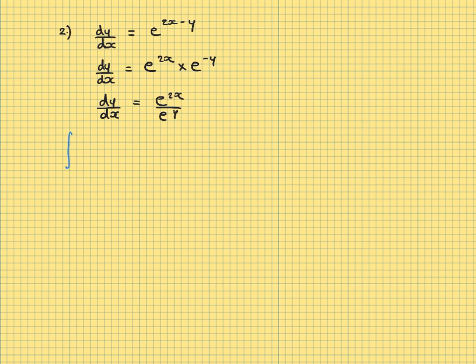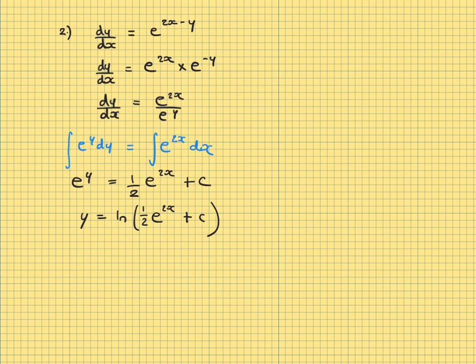So we end up with the integral of e to the y dy equals the integral of e to the 2x dx. The left-hand side simply integrates with respect to y to give us e to the y. The right-hand side simplifies to give me a half e to the 2x plus a constant, like so, and then we can take natural logs of both sides, which gives me y equals ln of (a half e to the 2x plus c). There isn't really any useful further simplification that we can do here.